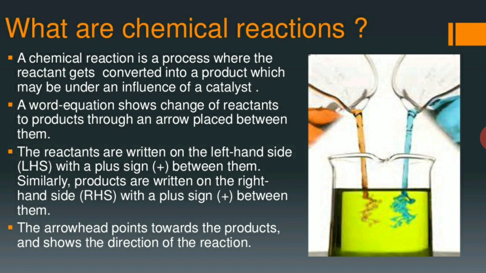So in a chemical reaction, there are reactants and products. What are reactants? The substances which take part in a chemical reaction are called reactants. And the substances which are formed in a chemical reaction are called products. In a chemical reaction, the reactants are converted into the product.